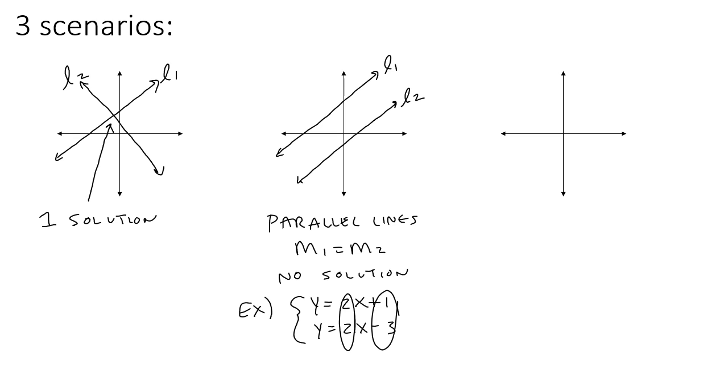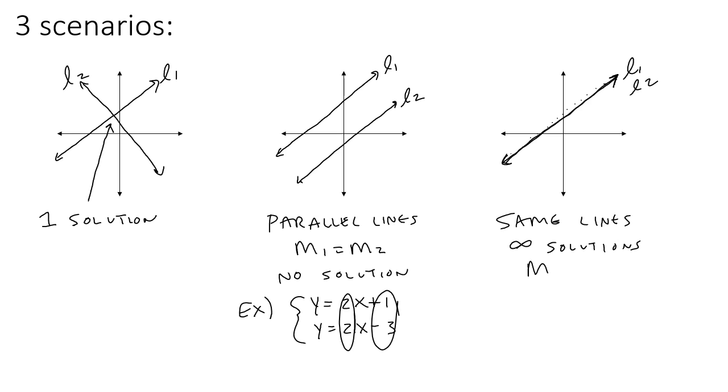The third scenario is this. Here's the first line, line 1, and then watch this. Here's the second line. They're the same lines. So if they're the same line, then they intersect at an infinite number of points along the line. So they have an infinite number of solutions. In this scenario, the slopes are the same and the y-intercepts are the same.